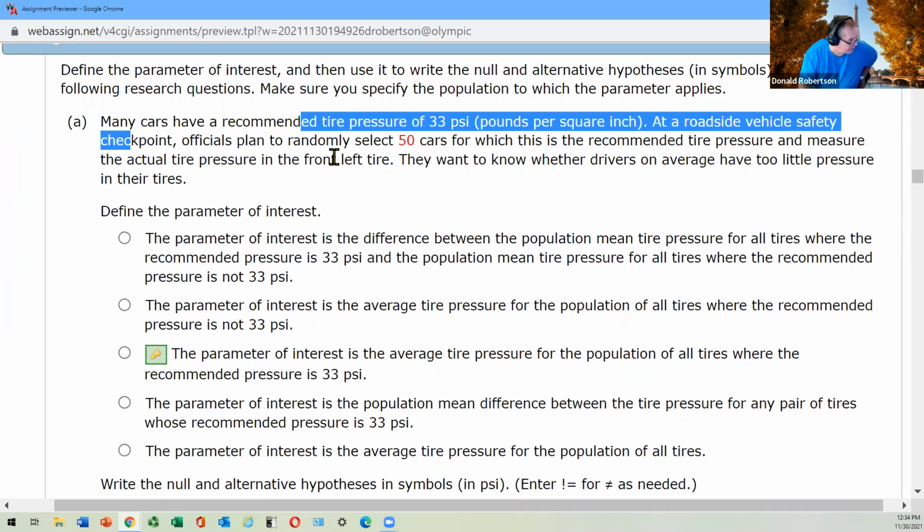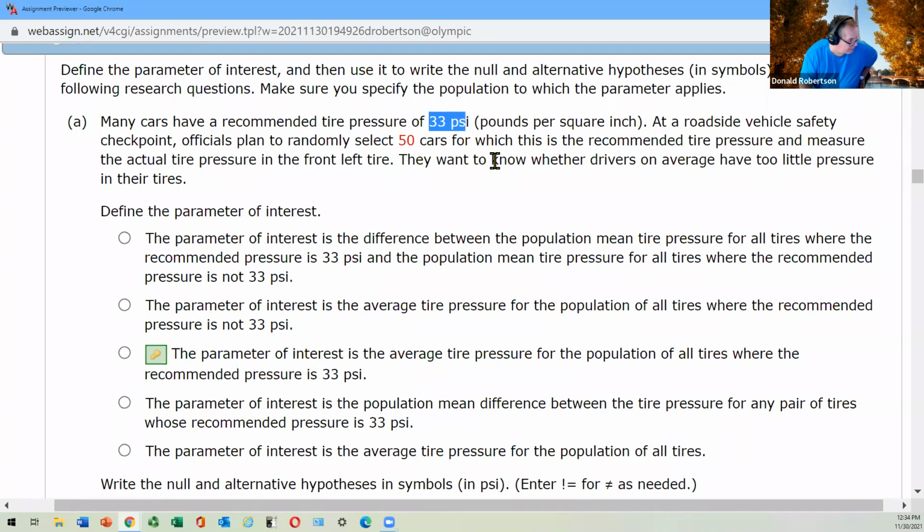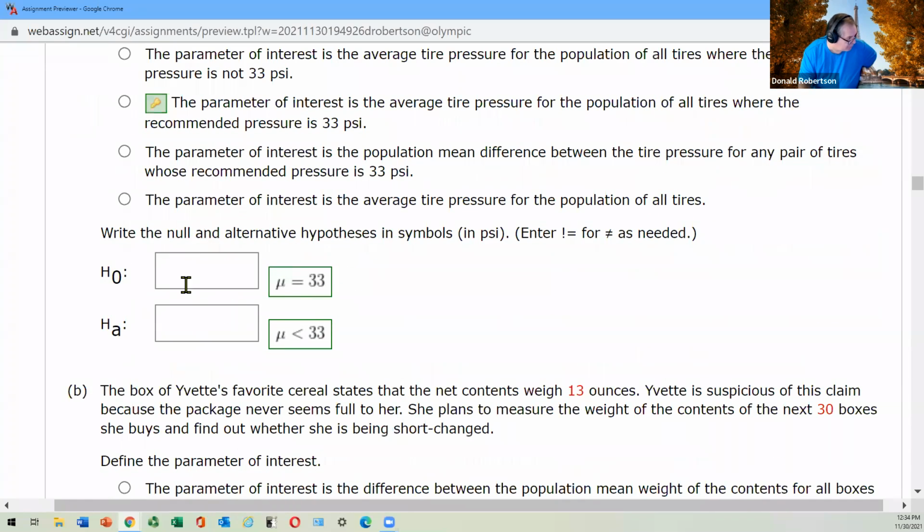Many cars have a recommended tire pressure of 33 psi. At a roadside vehicle safety checkpoint, officials randomly selected 50 cars and got the tire pressure. So the parameter of interest here is the average tire pressure for all tires. And we're interested in, is it 33? So won't the null be 33?